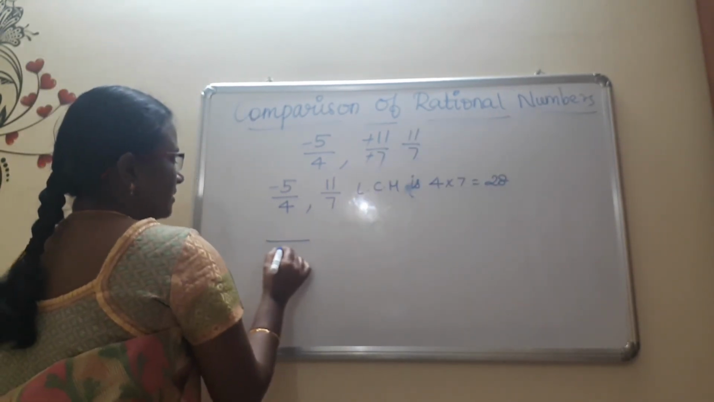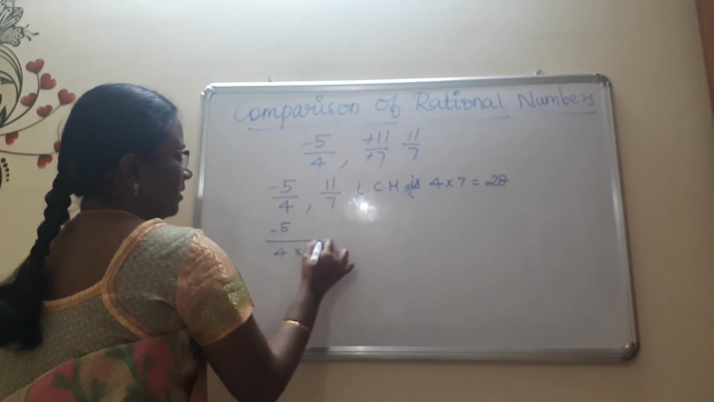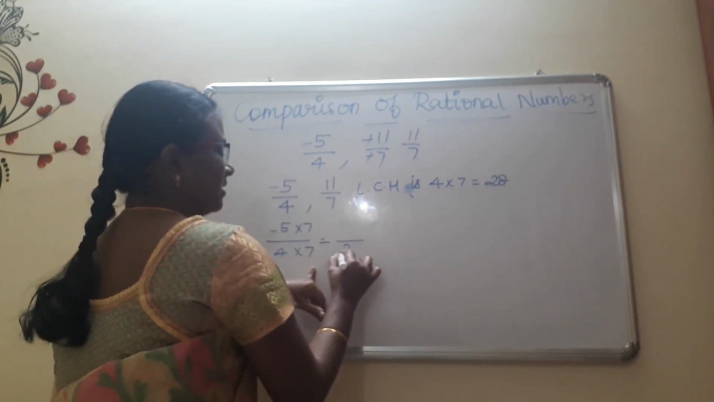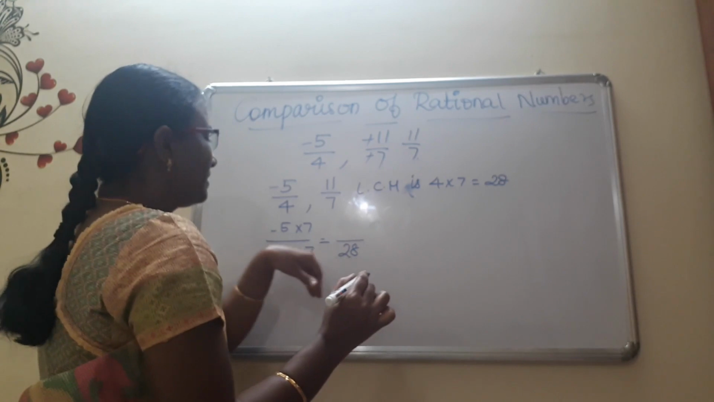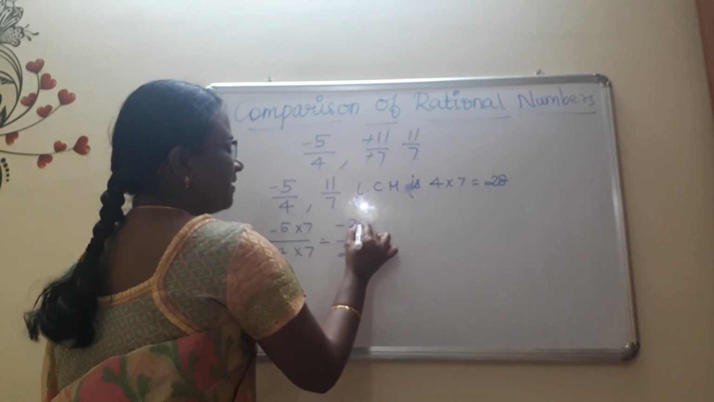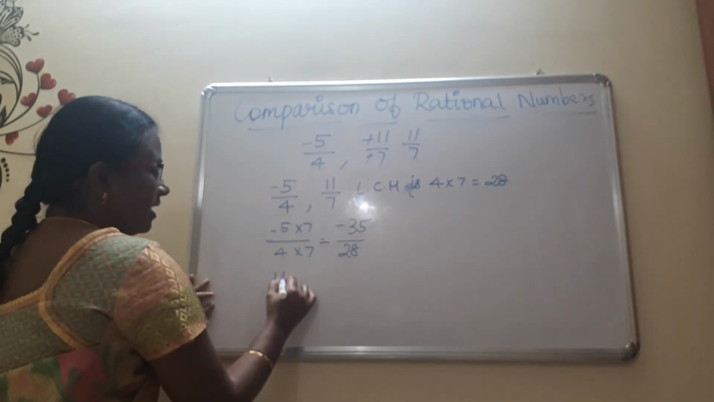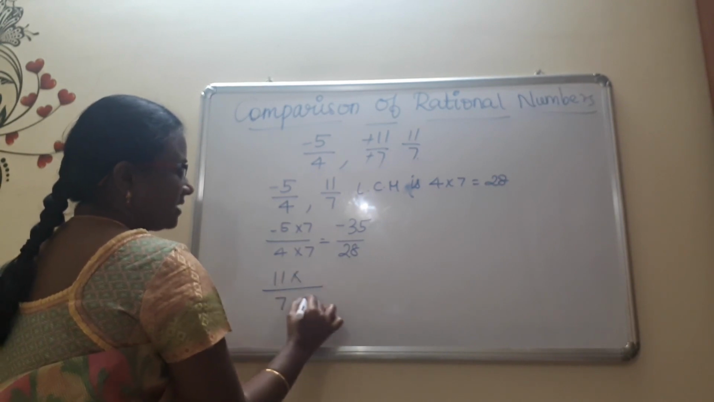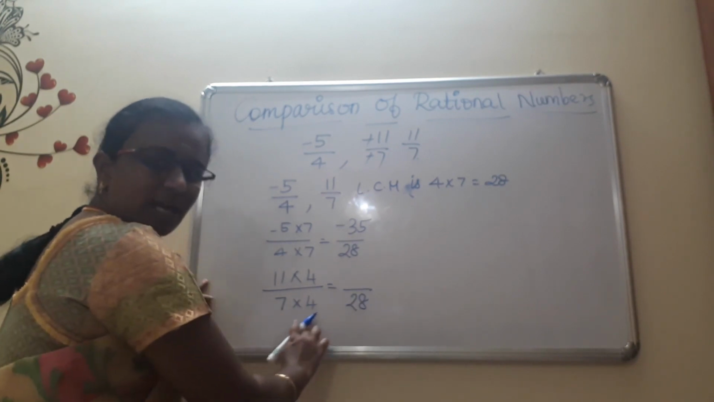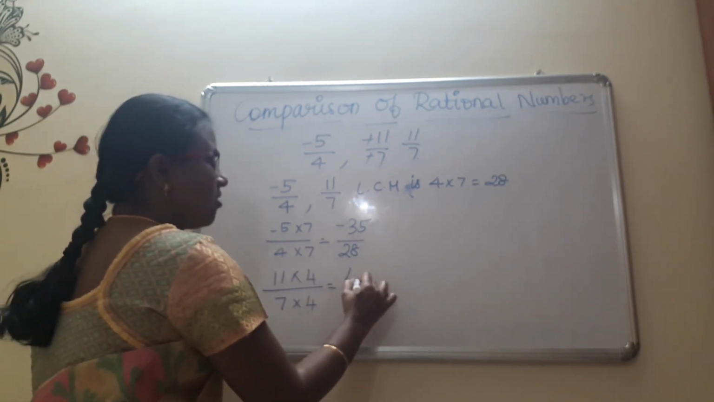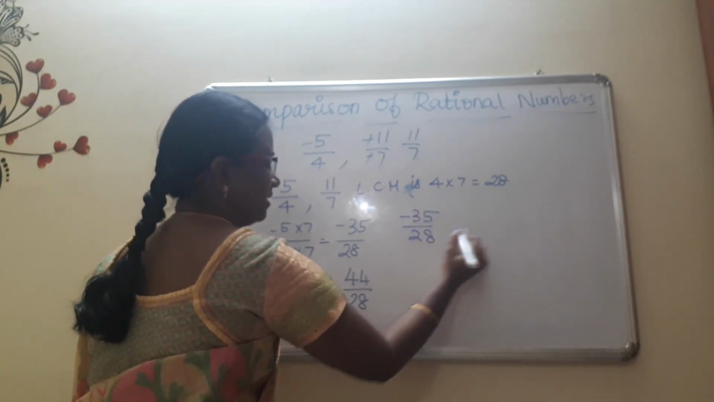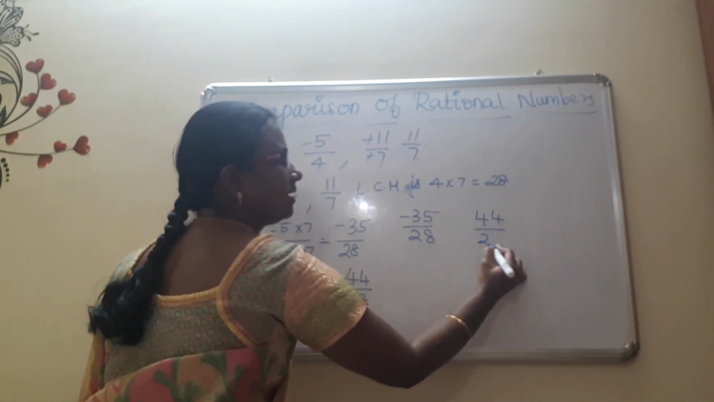Now we take this. If you multiply 4 by 7 you will get 28. Isn't it? So 4 7s are 28. The same way in the numerator also, so minus 5 into 7 is minus 35. The same way here, 11 by 7: if you multiply with 4, you will get 28. So 7 4s are 28, and 11 4s are 44. Here we have minus 35 by 28, then 44 by 28.